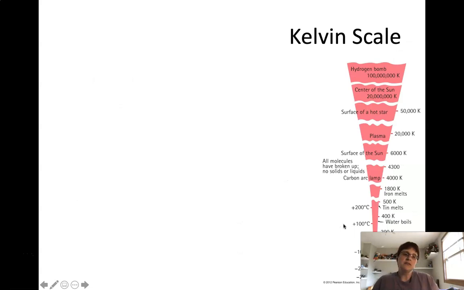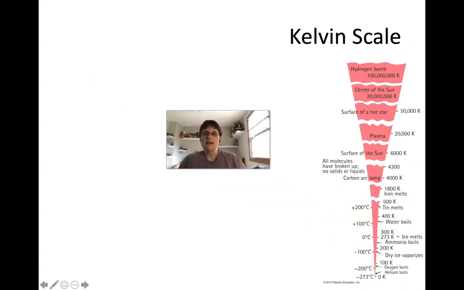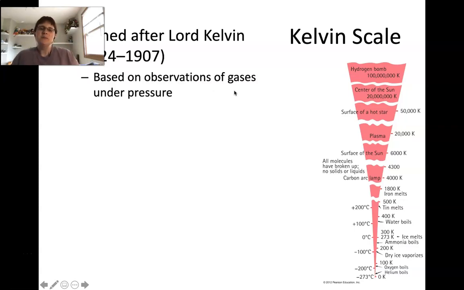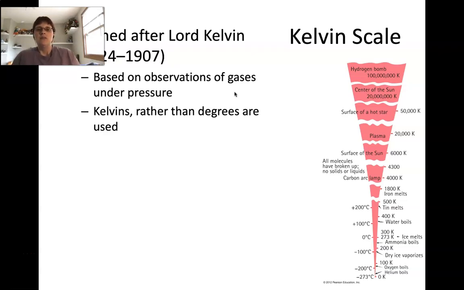There is one other scale I just wanted to show you because I think it's kind of fun. So the Kelvin scale was named after Lord Kelvin. I know, it's shocking. This one was based on observations of gases under pressure. This is in kelvins rather than degrees. So Fahrenheit and Celsius are both in degrees, but Kelvin is in kelvins.